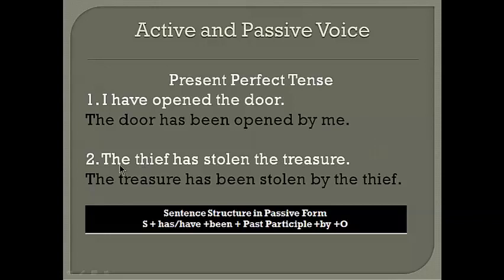Look at example number 2. The thief has stolen the treasure. The treasure is the object which goes to the subject place. The treasure, it's singular, has been, then the past participle form of the verb, stolen, by the thief. So we can say the treasure has been stolen by the thief.